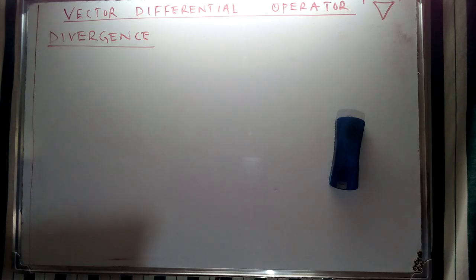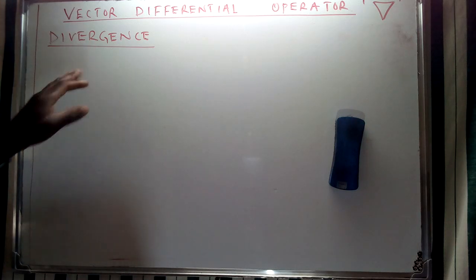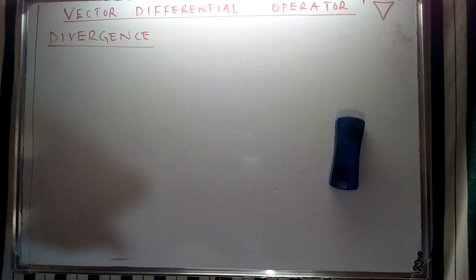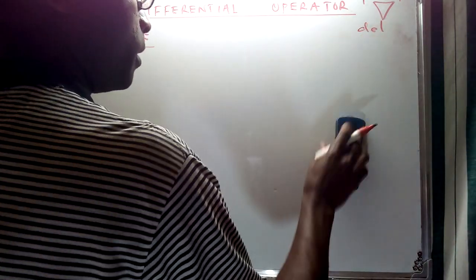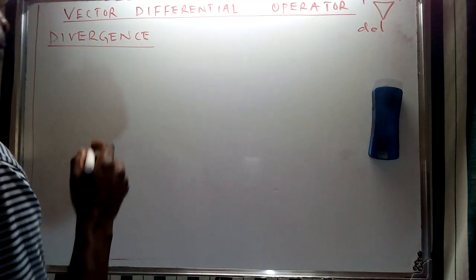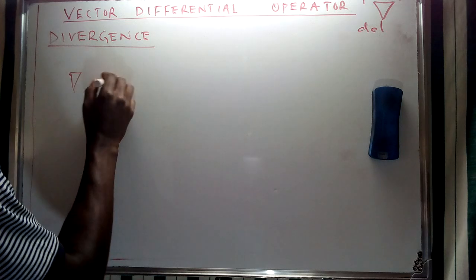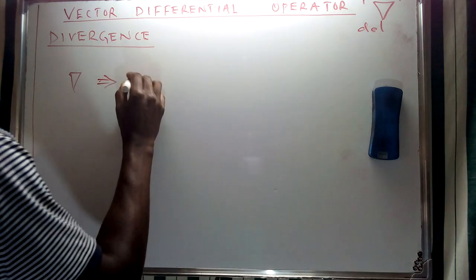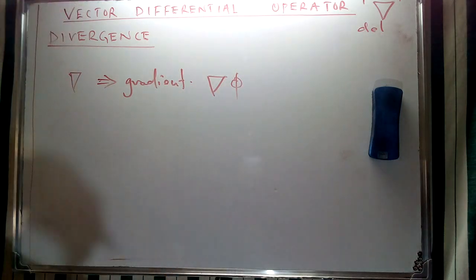So today we're going to look at the concepts of vector differential operator, and particularly one of its applications in the concept of divergence. Earlier, in our previous video, we looked at the concept of del, a notation given using this inverted triangle. We gave one of its derivatives, which was referred to as a gradient, given as del phi, where phi is a scalar quantity which is defined and differentiable at a region in space.